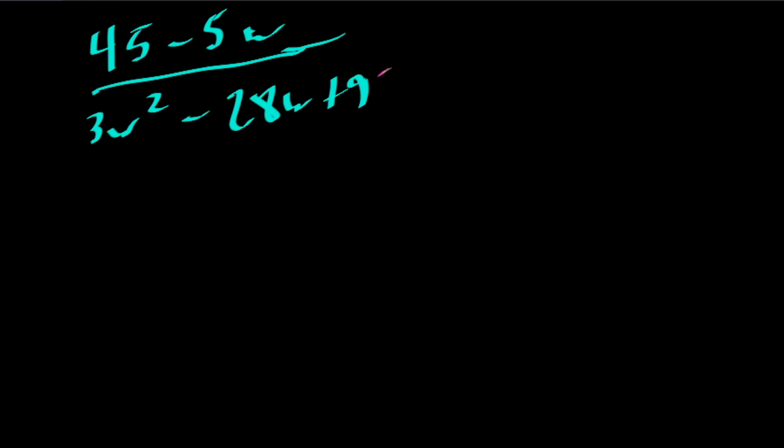All right, so now let's do this. We're going to double check to see if we have a GCF. Let's start with the top. I think we could factor out a 5 here, and you could factor out a -5, I guess, if you wanted to. I'm not going to because I want to make a point out of this. So let's just factor out a 5. We'd be left with 9 minus w.